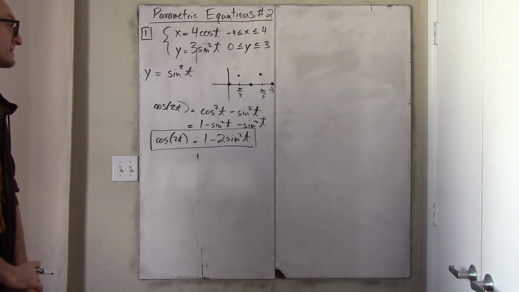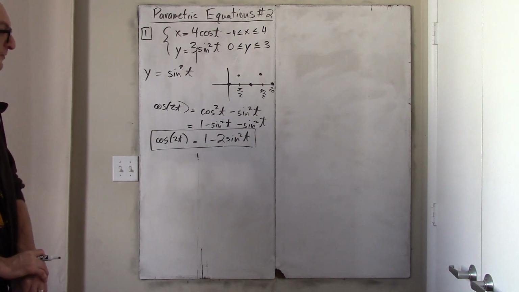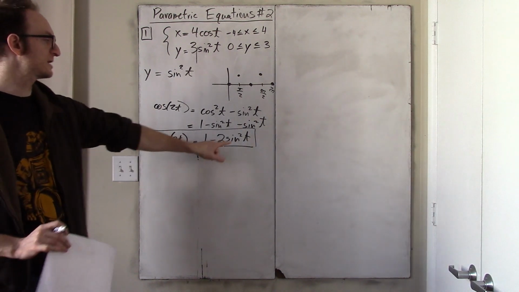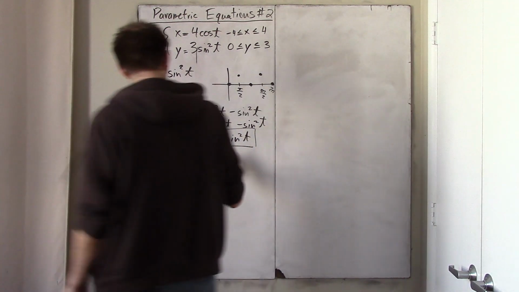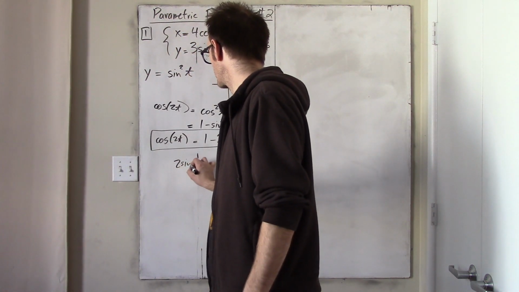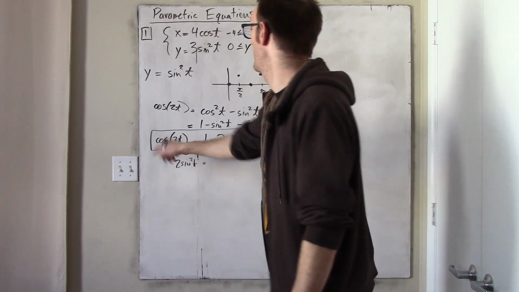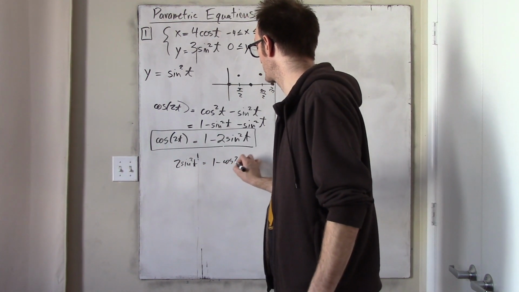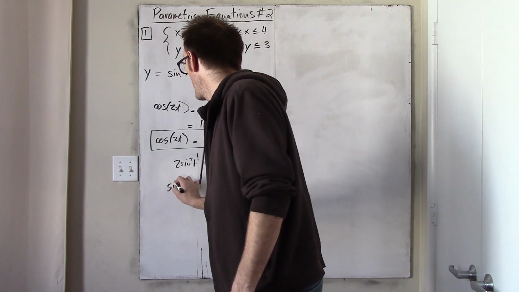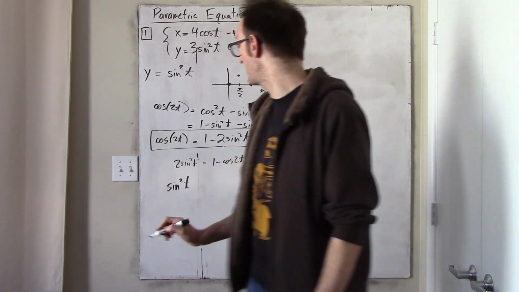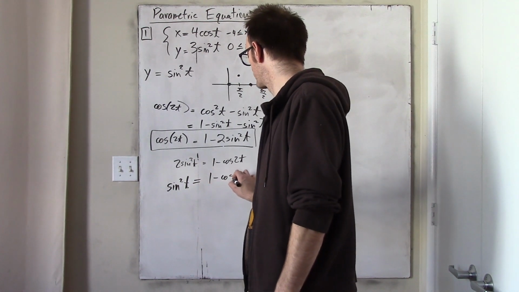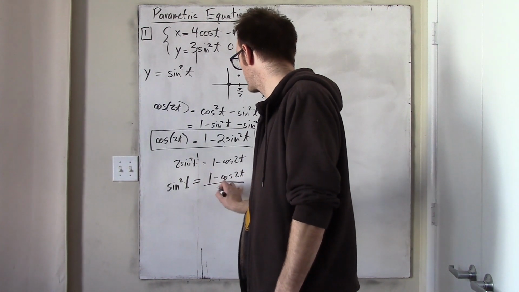And, okay, great. From this equation, I can just do a little bit of algebra 1 and solve for sine squared. So I get 2 sine squared is 1 minus cosine 2t. And so now I have an entire formula, which is important in and of itself. It says sine squared is 1 minus cosine 2t over 2.